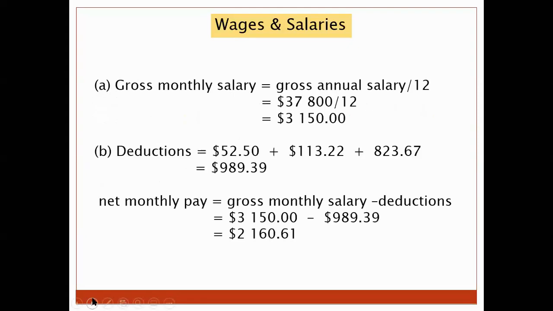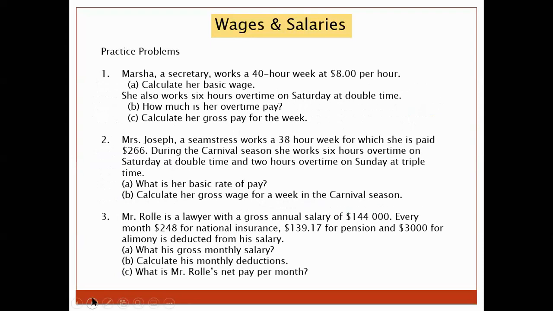I'm going to skip through this. Here are your practice problems. 3 persons, Marcia, Mrs. Joseph, and Mr. Rule. Take some time to work through these questions. I am going to give you about 10 minutes, and then we'll share the answers and discuss together. If you have any questions, I'll be in the Q&A and the chat section along with Mr. Tink and Mrs. Brown Hall to answer whatever questions you may have.